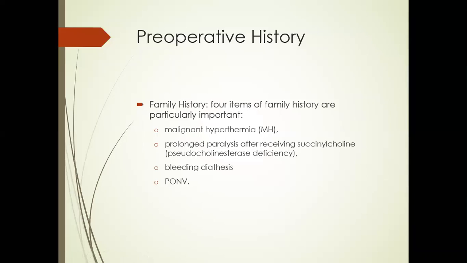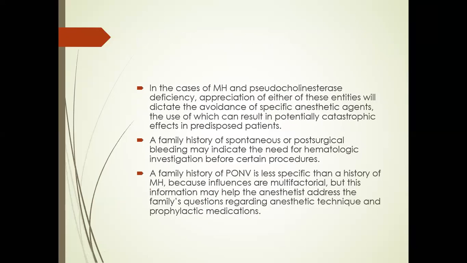There are four important points in the history. Anesthetists usually care about those, and they ask about them. But if we see the patients first, then we might alert their attention. History of malignant hyperthermia, prolonged paralysis after receiving succinylcholine, bleeding diathesis, and postoperative nausea and vomiting. As I said, these are usually important to the anesthetist, and they usually ask about those because malignant hyperthermia can be potentially catastrophic in predisposed patients, so they need to avoid certain anesthetics in those conditions.